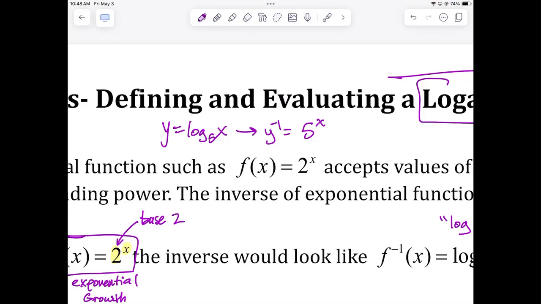And it works for decay as well. If you had log base 1/5 of x, the inverse would be 1/5 to the x. Okay, so the base is always the same. It just has a different location. It's a subscript on the log.